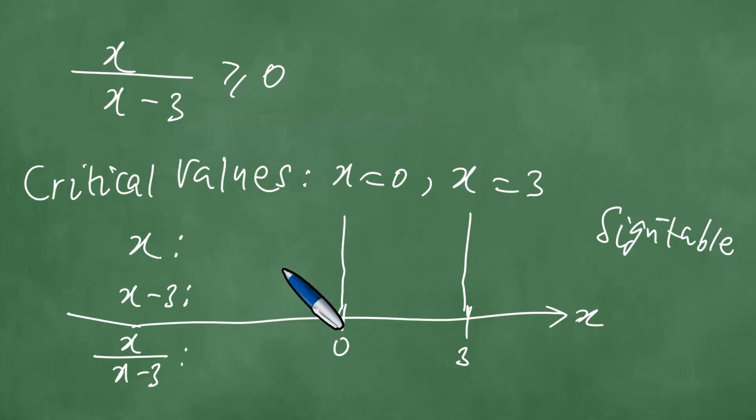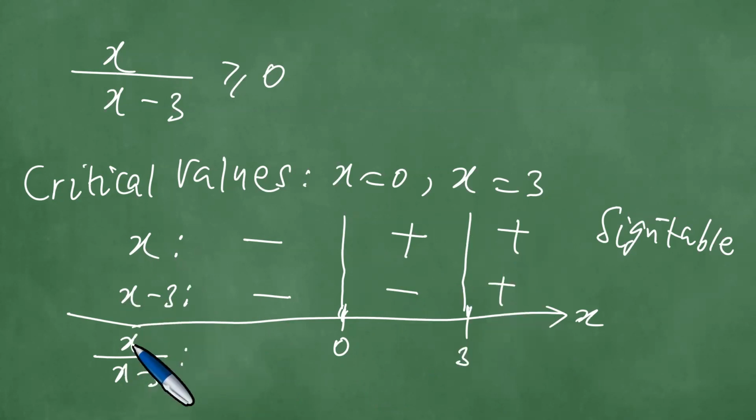Sign table. Right, so now pick a random number that is smaller than 0, like -2. You put it in the place of x, you're going to have a negative. Putting it here, -2 minus 3 is going to be negative. Right, bigger than 0, between 0 and 3, maybe 1. Putting a 1 in the place of x is going to be a plus. 1 minus 3 is going to be a -2. Bigger than 3, pick a random number like 5. Putting 5 in the place of x, it's a plus. 5 minus 3, it's a plus. Okay, this says divide. It's x divided by x minus 3. You divide, you have a plus. You divide, you have a minus. You divide, you have a plus.